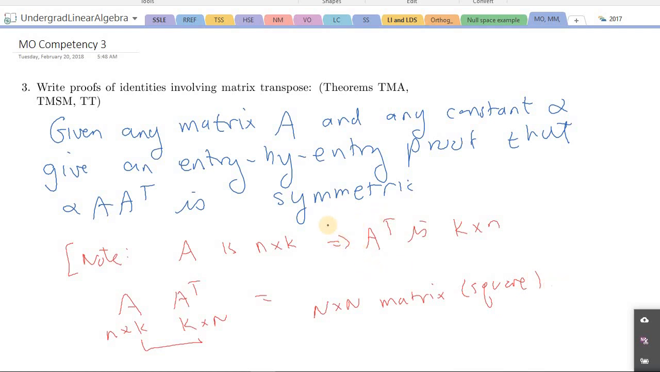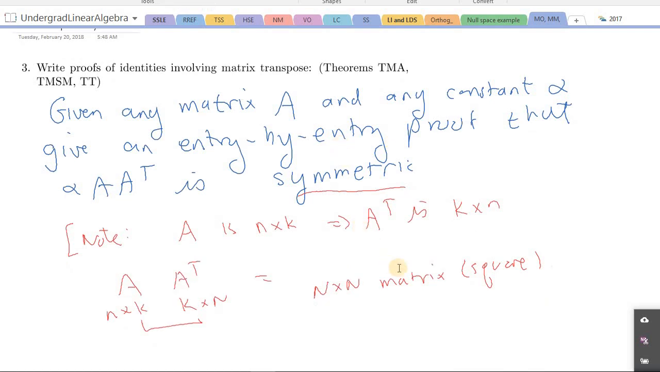All right? So you know that symmetric only makes sense for square matrices. So in fact, A times A transpose will be a square matrix. That's not part of the proof. I'm just pointing that out so you can see that the problem does make sense. So let's just go to the proof using entry-by-entry format. Okay, let me scroll down.